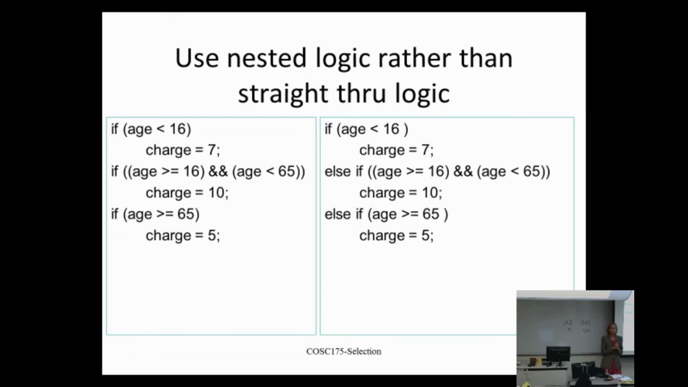Okay. So now, can anybody tell me why the right-hand side is better than the left-hand side? Tyler. Yes, Tyler said it's more efficient, and that's correct. So let's look at the question here. What is the most amount of tests you would do on this side? 3. What's the most amount of tests you would do on that side? 3. What's the least amount of tests you would do on this side? 3. What's the least amount of tests you would do on this side? 1. Why 1? When would you ever do 1?